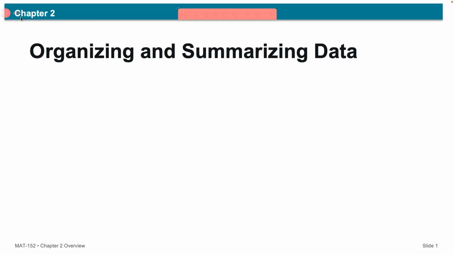Welcome to Chapter 2. In Chapter 1, we focused on where data come from and whether we can trust how they were collected. Chapter 2 shifts to the next part of this process. Once we have data, how do we organize and display them so we actually understand what they show?